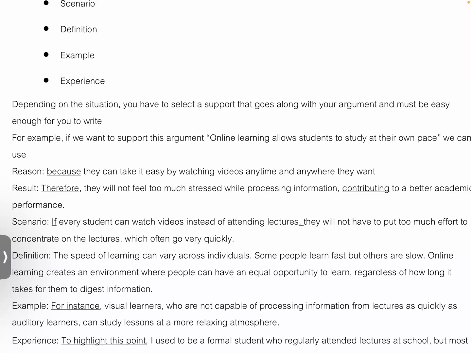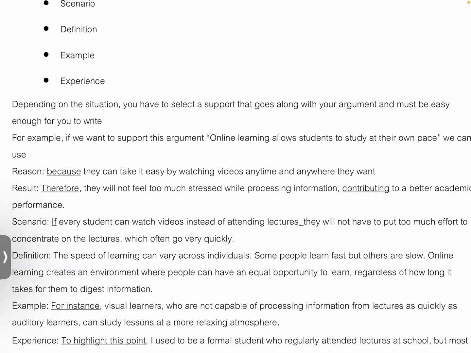Next is example. So, what is an example? An example is a real event that happens that you use to illuminate your abstract ideas. It doesn't have to be a real event. You can make it up, but based on a true story. So, for example, visual learners who are not capable of processing information from lectures as quickly as auditory learners can study lessons in a more relaxing atmosphere.